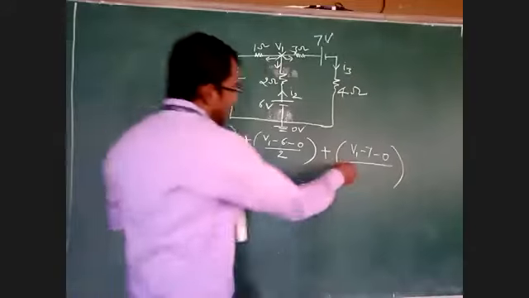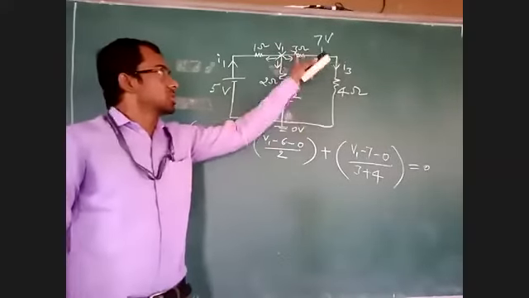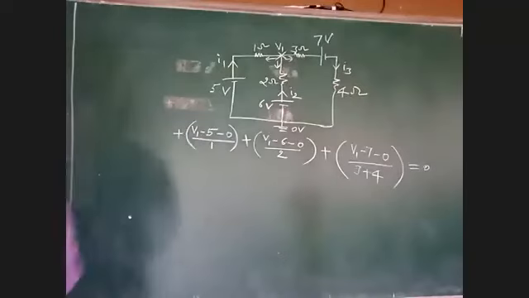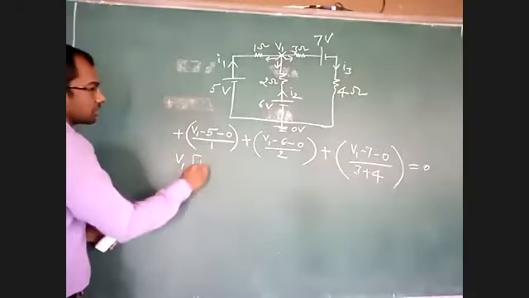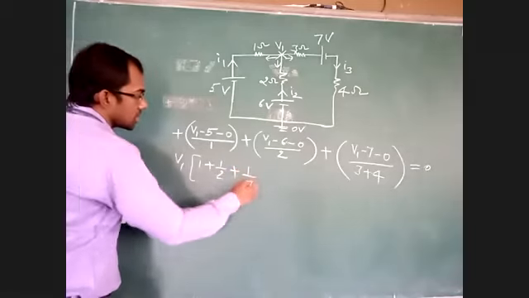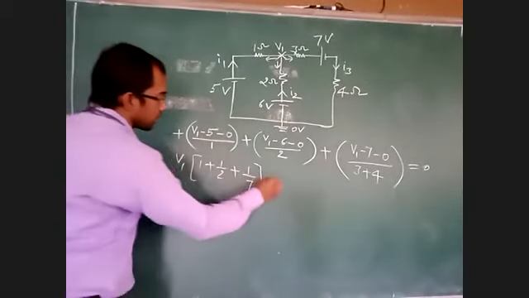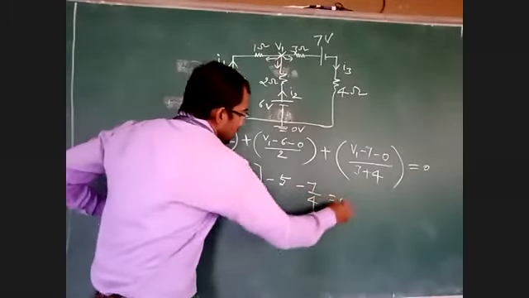What do you get? 7. 3 plus 4. The sum of all resistances in this branch: two resistances are there in series, so we add the resistances. Now determine V1: V1 times (1 plus 1 by 2 plus 1 by 7), minus 5, minus 7 by 4, is equal to 0.